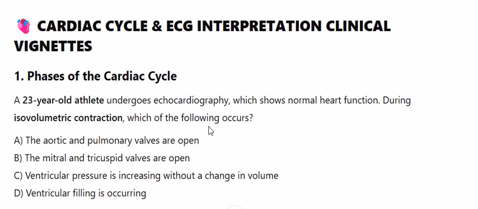A 23-year-old athlete undergoes echocardiography, which shows normal heart function. During isovolumetric contraction, which of the following occurs? A. The aortic and pulmonary valves are open. B. The mitral and tricuspid valves are open. C. Ventricular pressure is increasing without a change in volume. D. Ventricular filling is occurring. Answer C. Ventricular pressure is increasing without a change in volume.